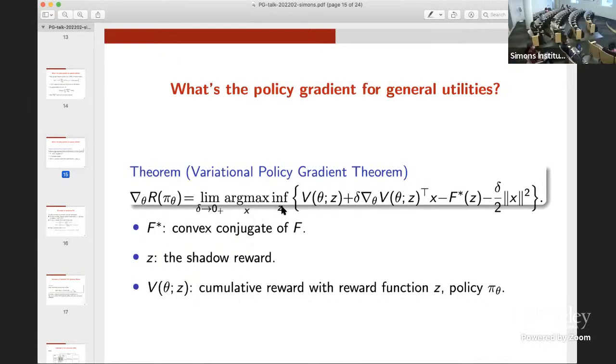I see. So is there no reduction to what's known, because there you have a way to compute the policy gradient? It does reduce to the known policy gradient theorem, but it requires a little bit of convex analysis, because in the typical case, the conjugate of linear f, so we need to do some analysis to show that. I see. Okay, interesting.